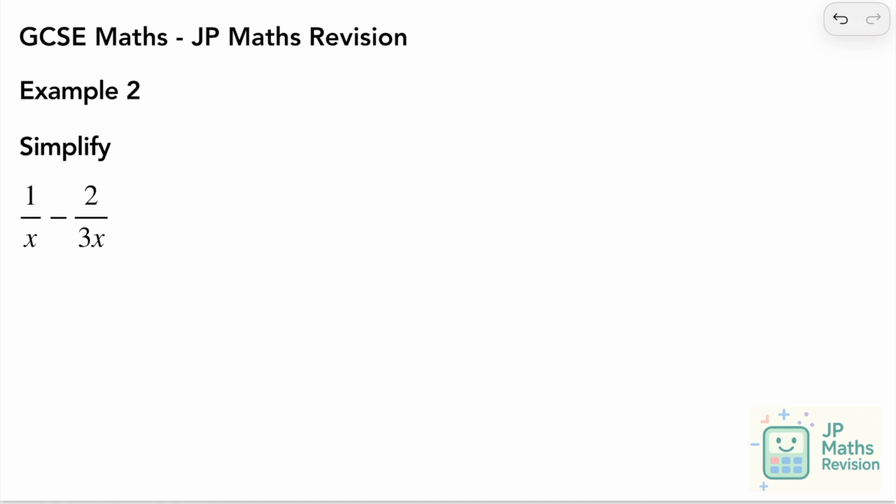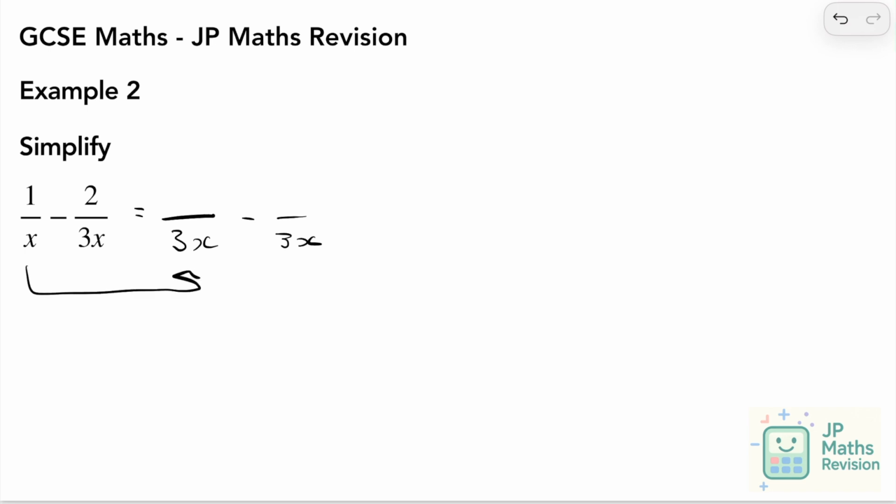Here's another example. Now this time we don't have common denominators, so I need to make the denominators the same. So I need a multiple of x and 3x. So in this case, a number that is a multiple of both x and 3x is just 3x, because x goes into 3x and 3x obviously goes into 3x. So the denominator is going to be 3x.